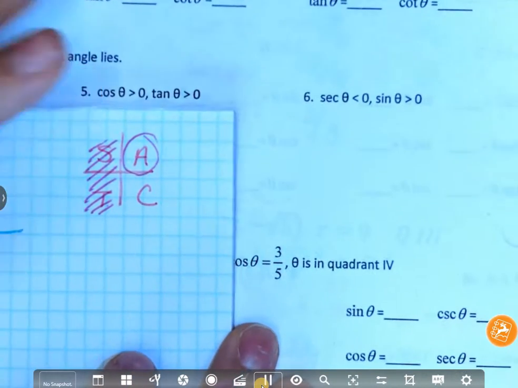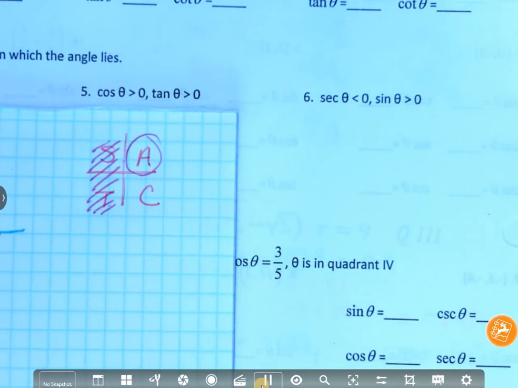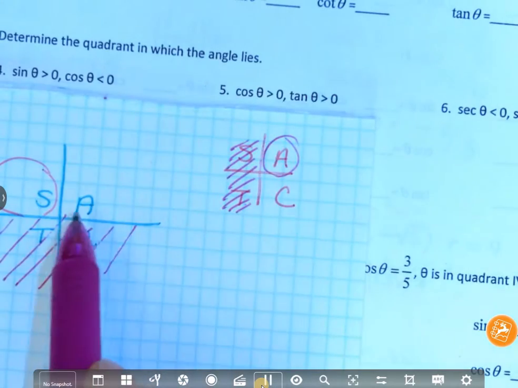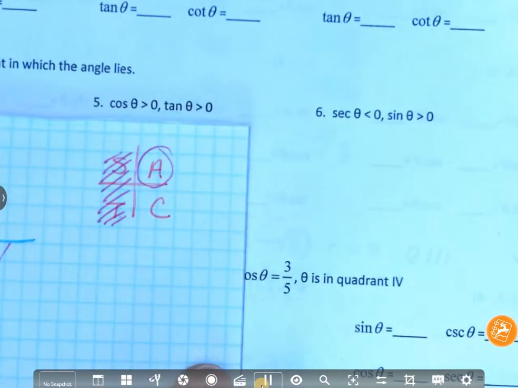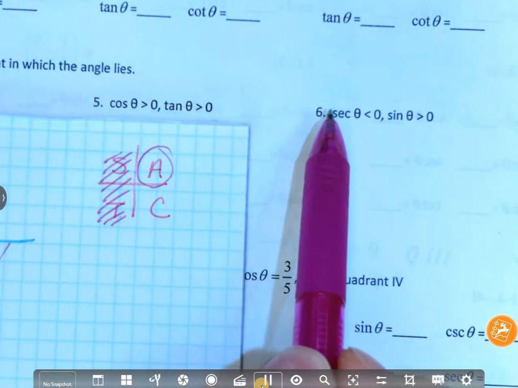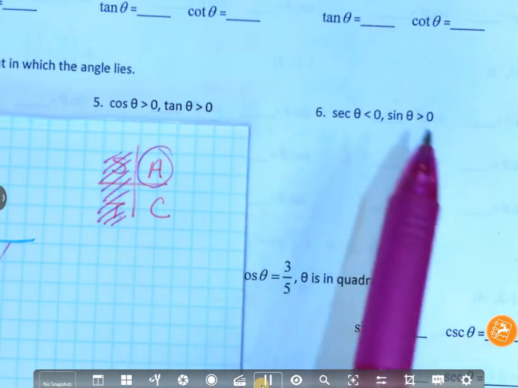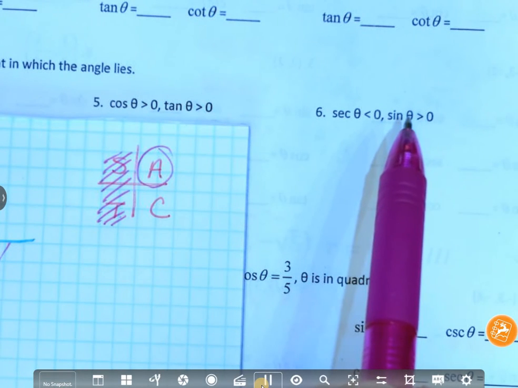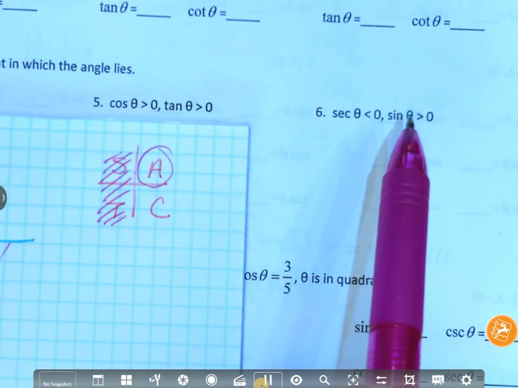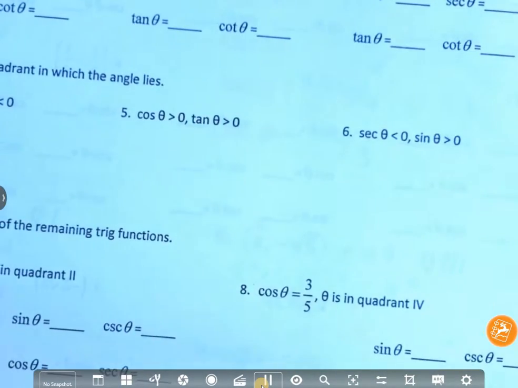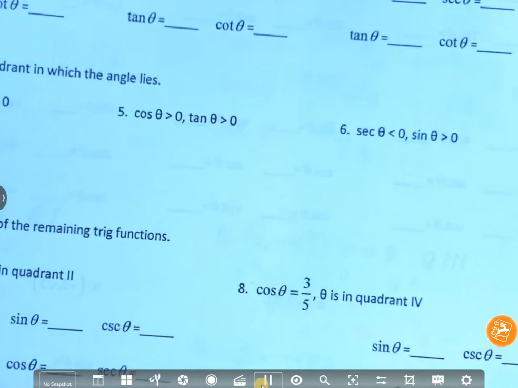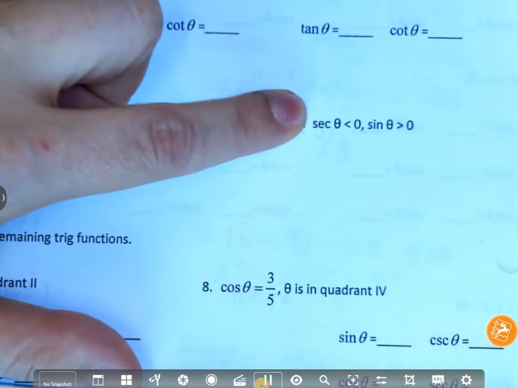Now, number 6 says secant. That doesn't really show up in my All Students Take Calculus. What does secant pair up with? Cosine. So you can think about this as a negative cosine and a positive sine. Okay? Yes, it would be a negative cosine. Yeah.